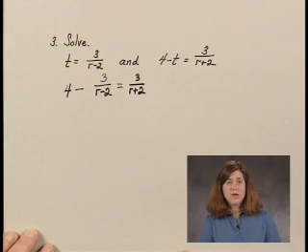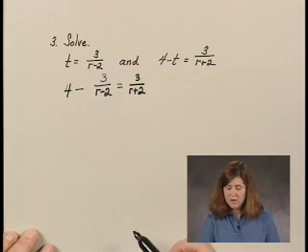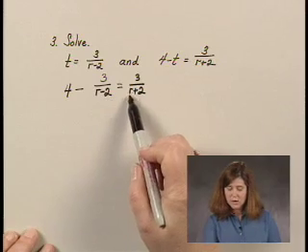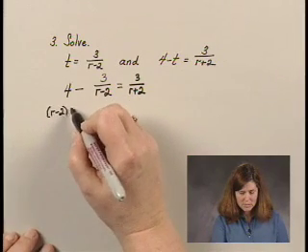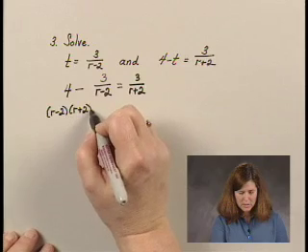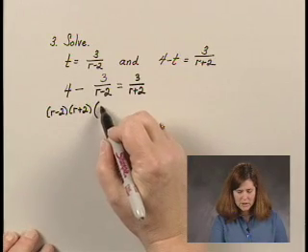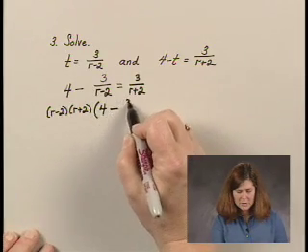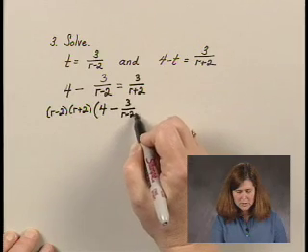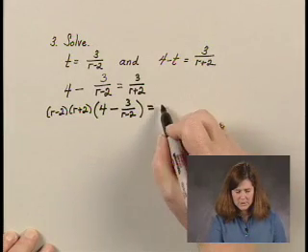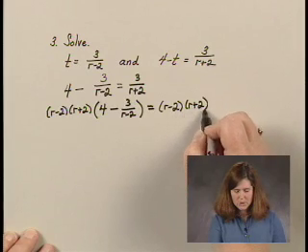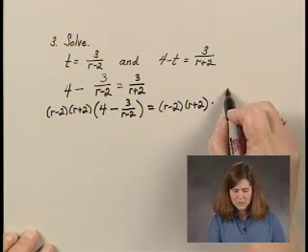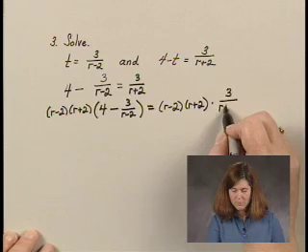Multiplying on both sides of the equation by the least common multiple of the denominators, which is R minus 2 times R plus 2, I have R minus 2 times R plus 2 times the left side of the equation, which is 4 minus 3 over R minus 2, equals R minus 2 times R plus 2 times the right side of the equation, which is 3 over R plus 2.